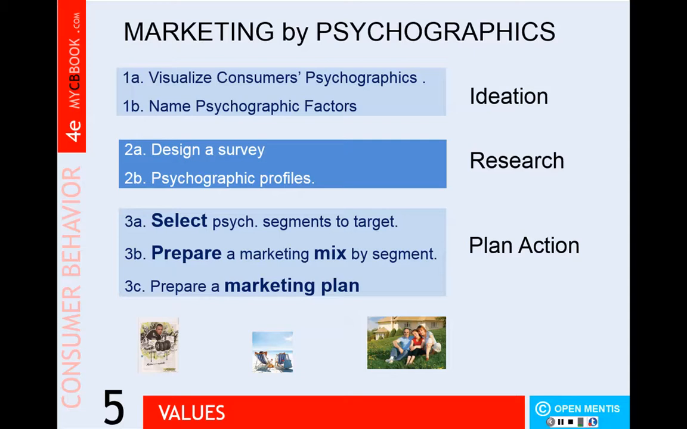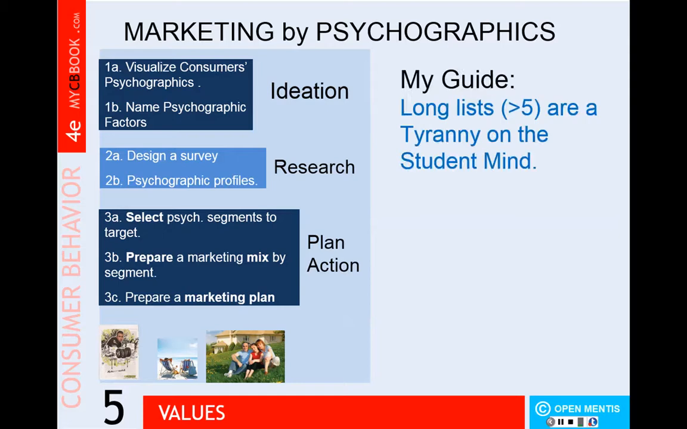And then of course I can explain ideation has 2 steps: you first visualize your consumers and then think about those consumers in psychographic factor terms. Then you design a survey, analyze the data and come up with psychographic profiles. And then as a manager, you choose which segments to target, prepare the marketing mix, and prepare a marketing plan. So this is my issue.